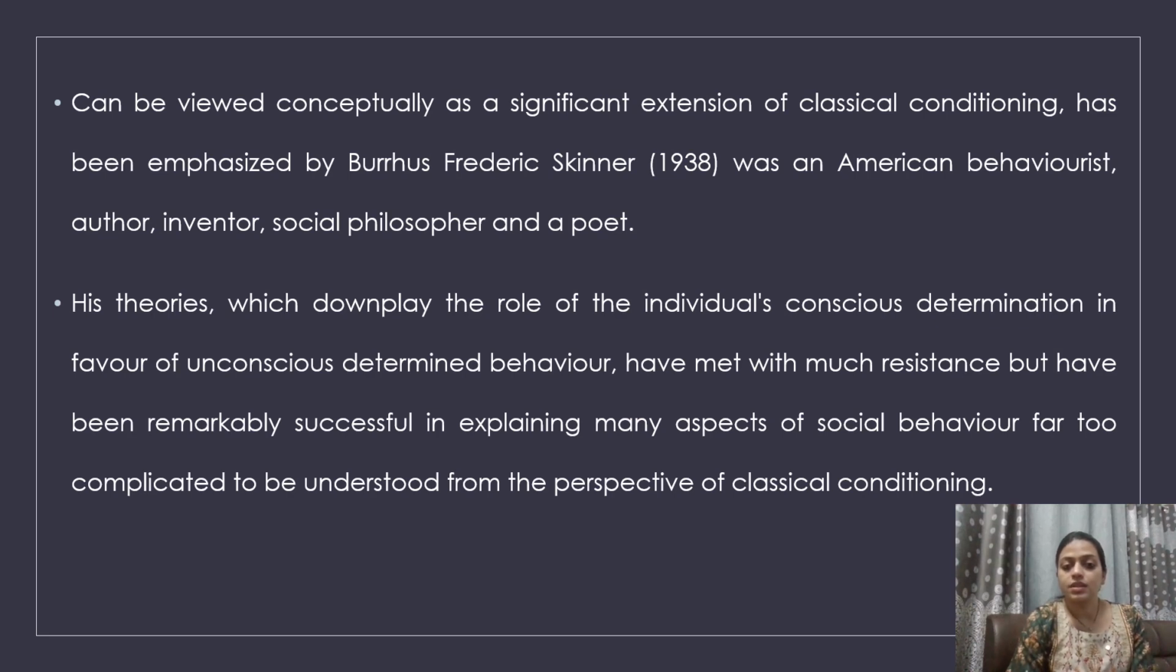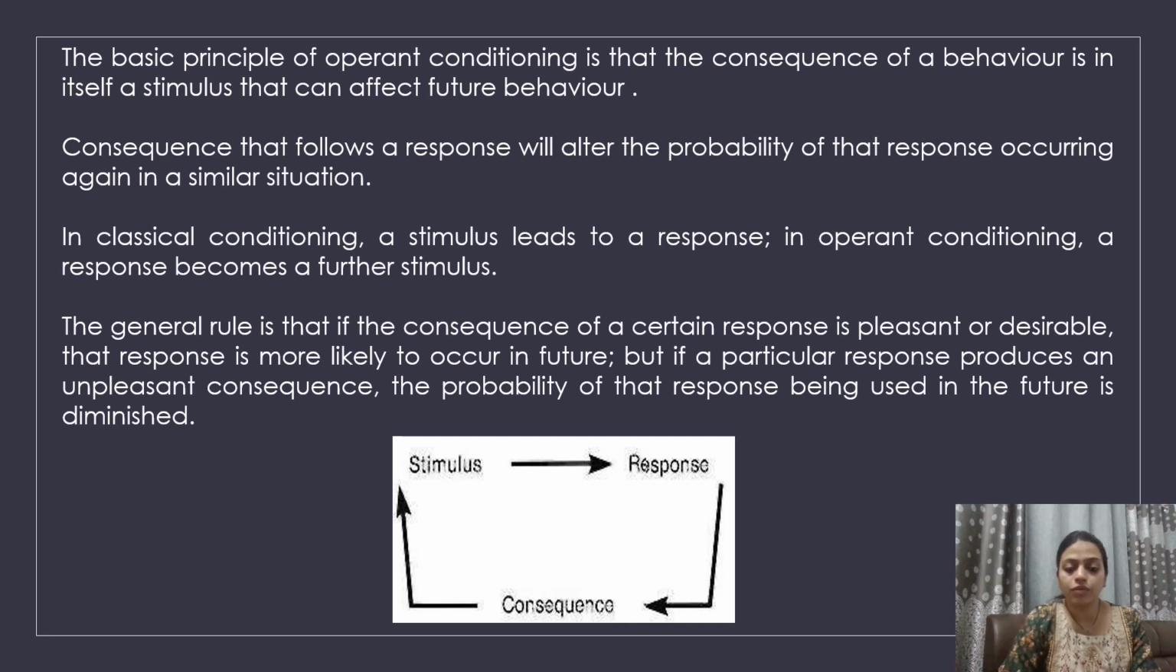The basic principle of operant conditioning is that the consequence of behavior is in itself a stimulus that can affect future behavior. So he says that there need not be a particular stimulus. The behavior itself might act as a stimulus which can affect future behavior. The consequence that follows a response will alter the probability that the response occurs again in a similar situation. In classical conditioning, a stimulus leads to a response. In operant conditioning, it is a response which becomes a further stimulus.